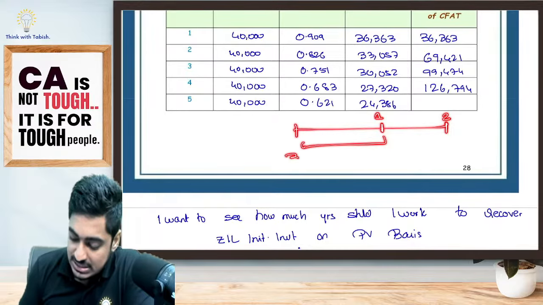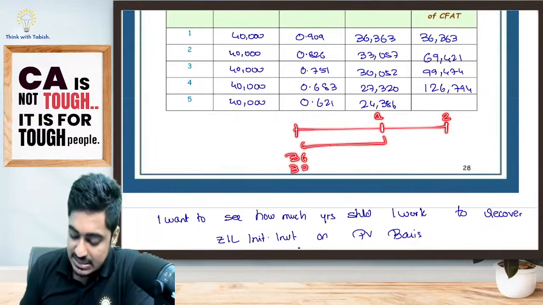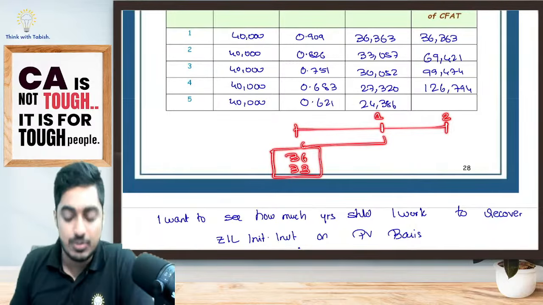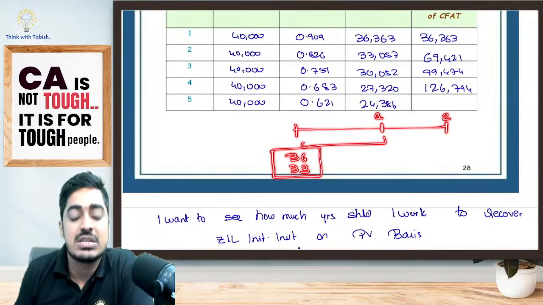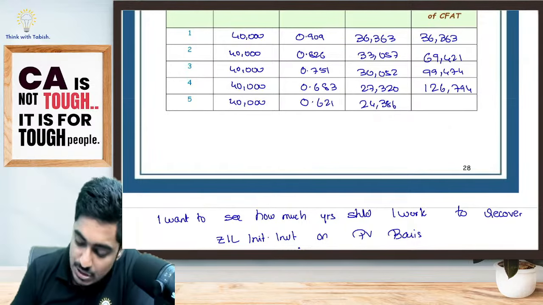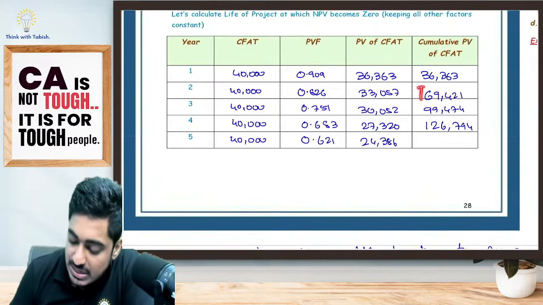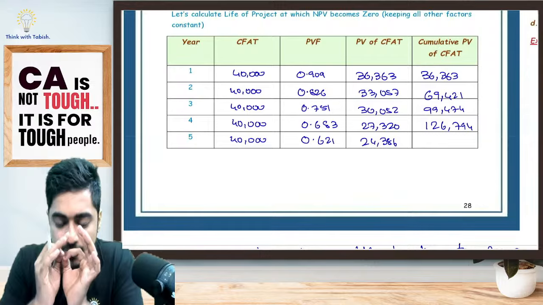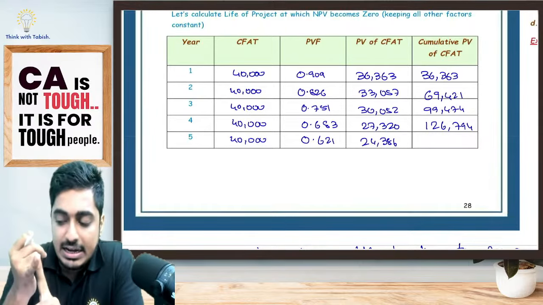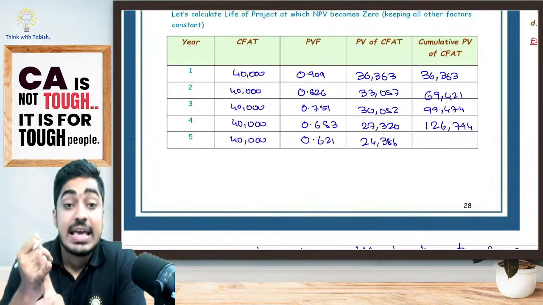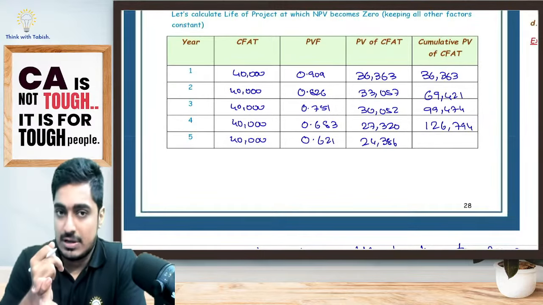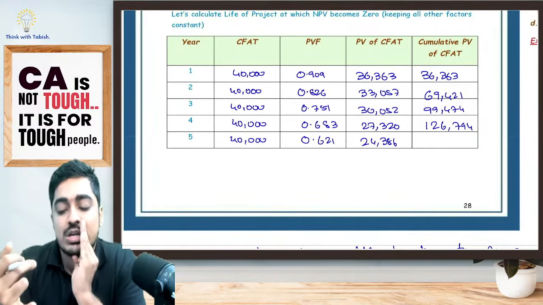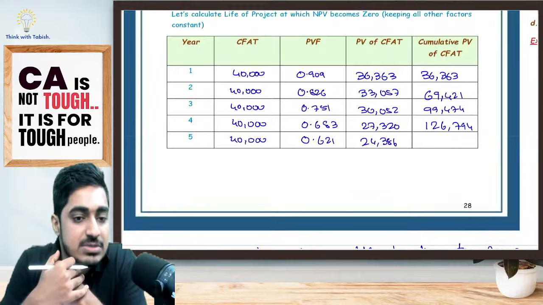First year's present value is 36,000 something. Second year is 33. That means first 2 years if I run my business, ultimately how much cash I will get in present value terms? 69,000. Yes or no, everyone? Perfect. So I will tell this is my cumulative present value. So what I want, simple, in case of project life, calculate present value of cash flows. Calculate cumulative present value. Once you have calculated cumulative present value, use interpolation so that you reach that point where your NPV becomes 0.